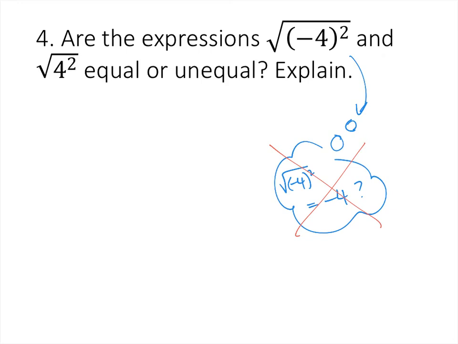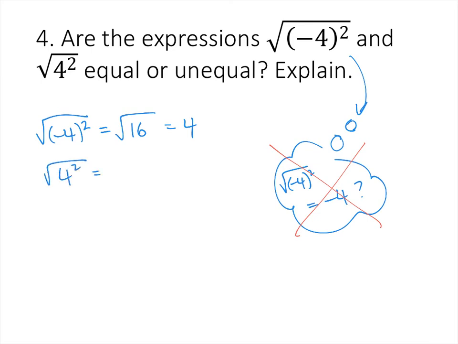We shouldn't really take any shortcuts here. We've just got to think about what this is telling us to do. We've got to think about the order of operations. So let's work from the inside out. Inside that parentheses, negative 4 squared, as we saw in the previous problem, is positive 16. And when we use that square root symbol, we're always looking for the positive square root. So the square root of 16 is 4.